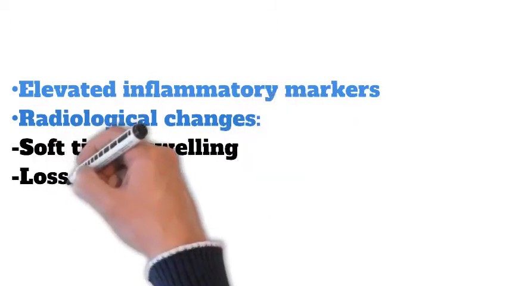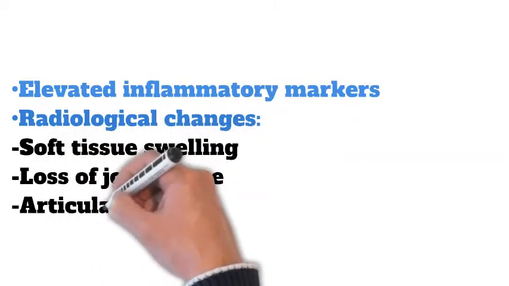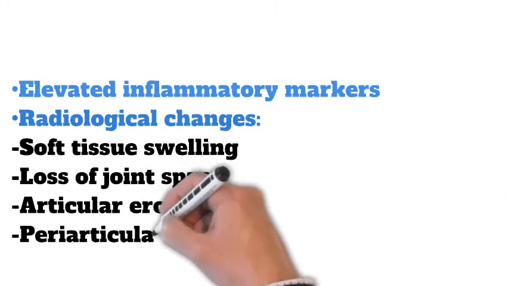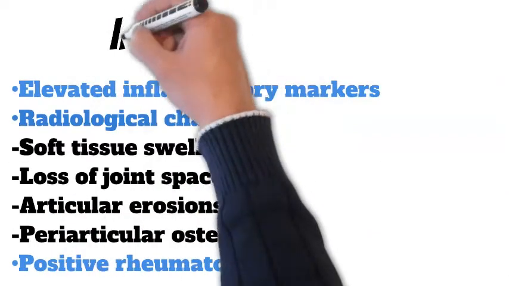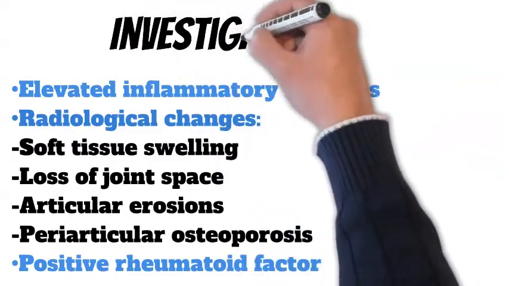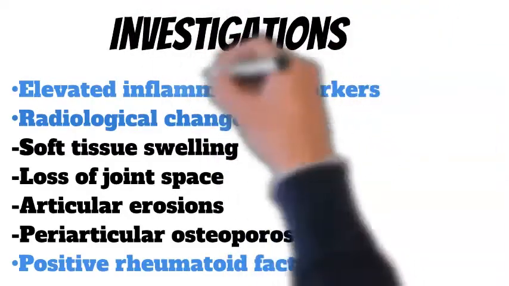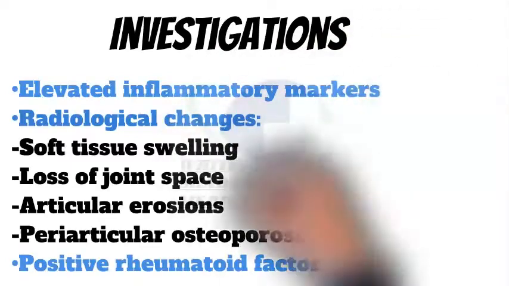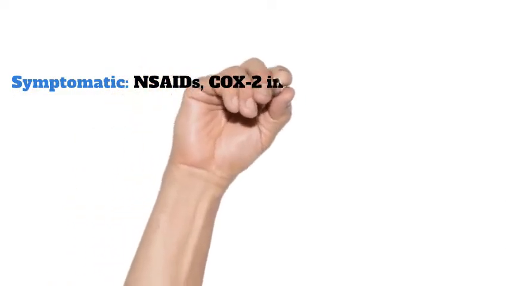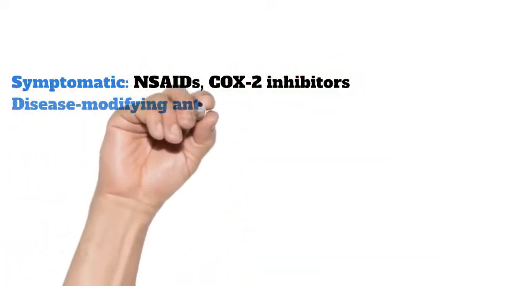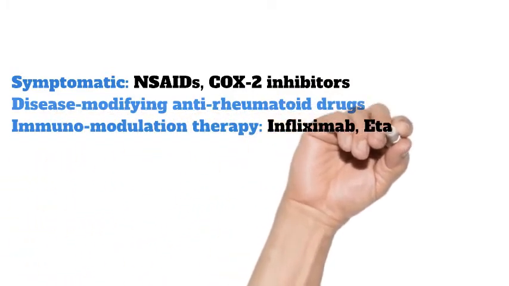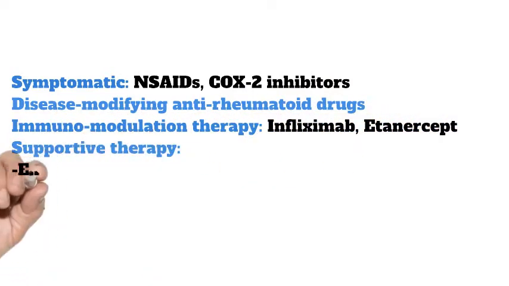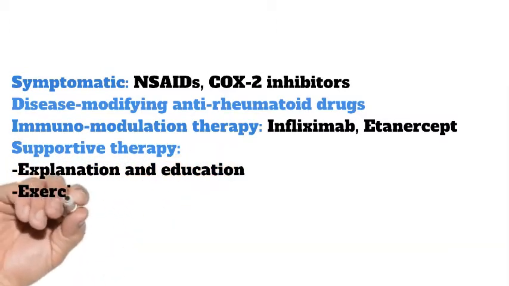Regarding investigations, we have options of elevated inflammatory markers, radiological changes, including soft tissue swelling, loss of joint space, articular erosions, periarticular osteoporosis, and positive rheumatoid factor. Regarding treatment, for symptomatic relief, NSAIDs and COX-2 inhibitors are top among available options, and early introduction of disease-modifying anti-rheumatoid drugs to suppress disease activity.